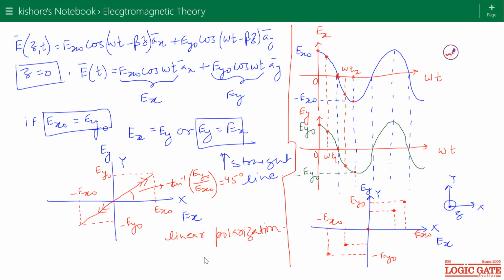So if I join all these points, then this will be a straight line passing through origin with slope unity, and the amplitude of the resulting wave is changing along this line. So that's how we can explain the linear polarization.